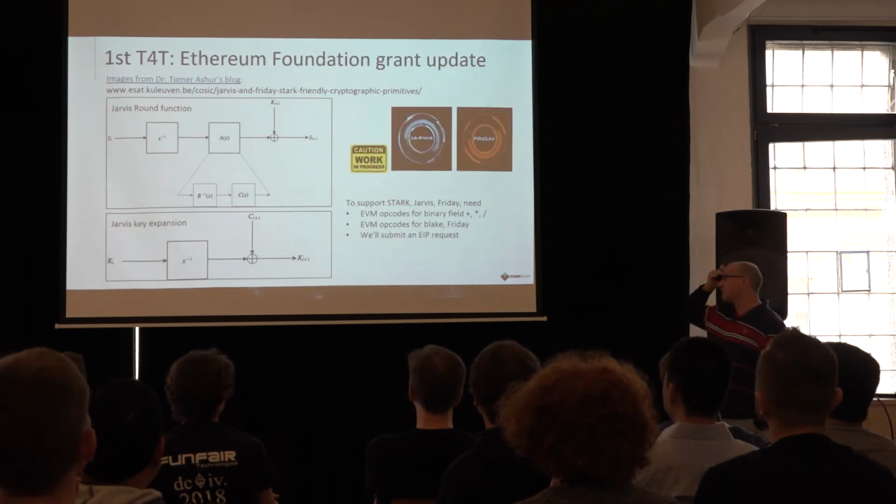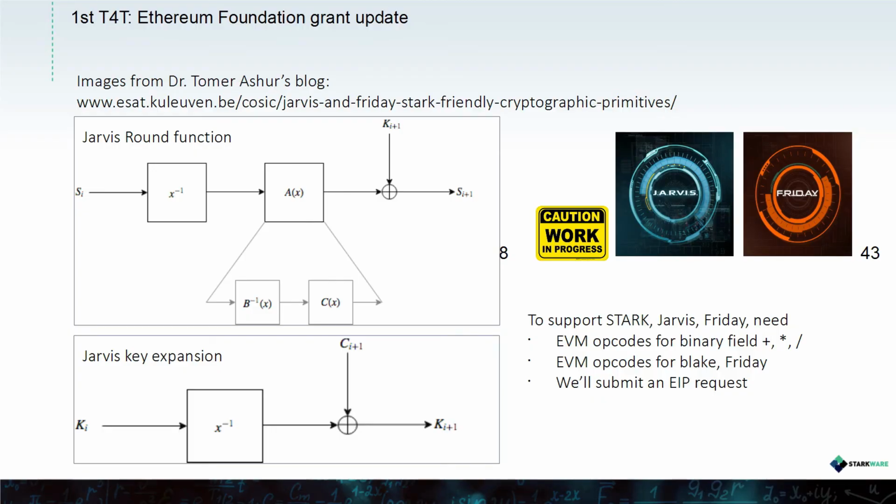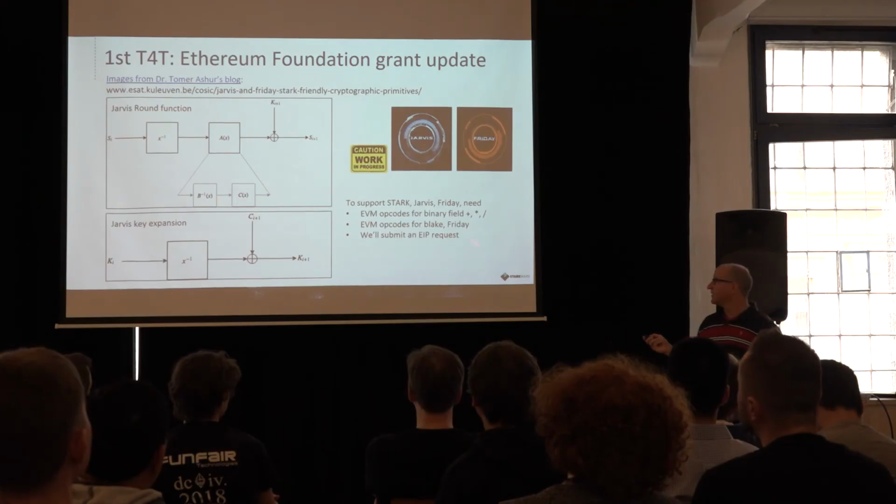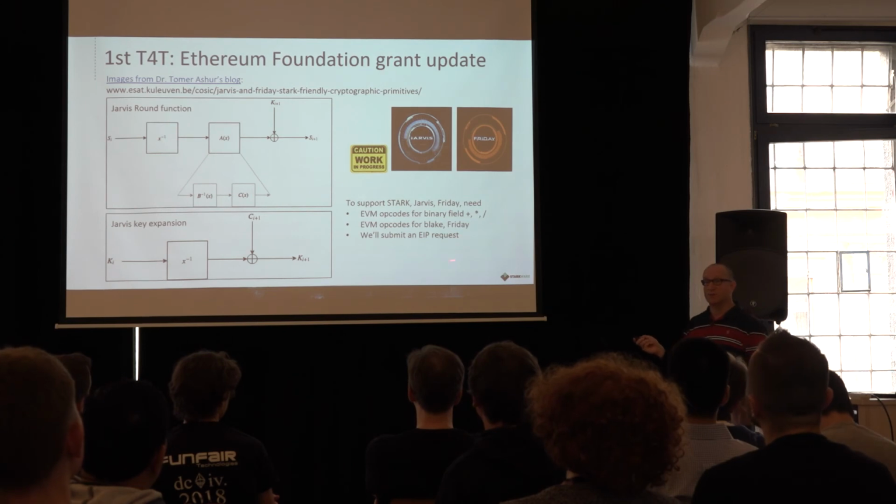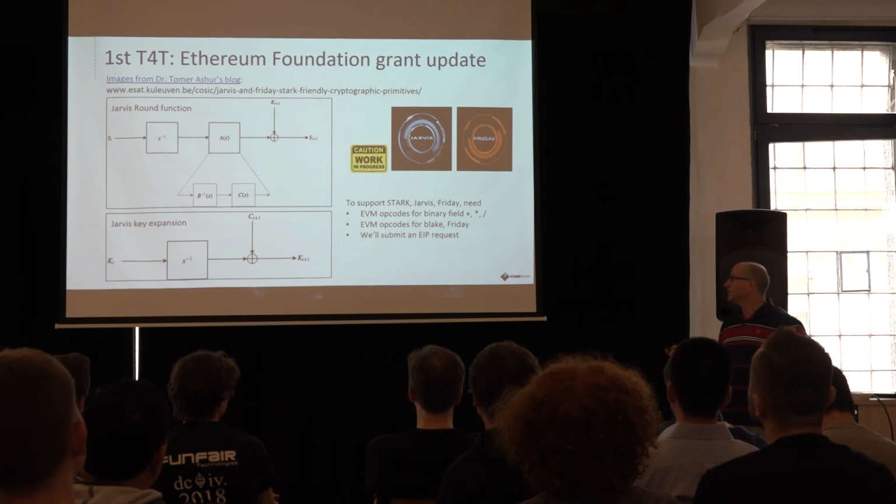And to support including Stark, Jarvis, and Friday in Ethereum, we're going to need EVM opcodes for binary fields, addition, multiplication, maybe also division, and for hash functions like Friday, but also Blake, which is a really super great hash function and would be good for Ethereum to include. And we will submit an EIP request to support that.